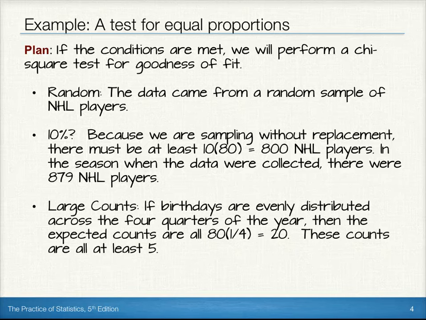And finally, large counts. If birthdays are evenly distributed across the 4 quarters of the year, then the expected counts are all 80 times 1/4, because there were 4 quarters, or 20 total. These counts are all at least 5, so our large counts condition is met. Looks like we're okay performing a chi-square test for goodness of fit.